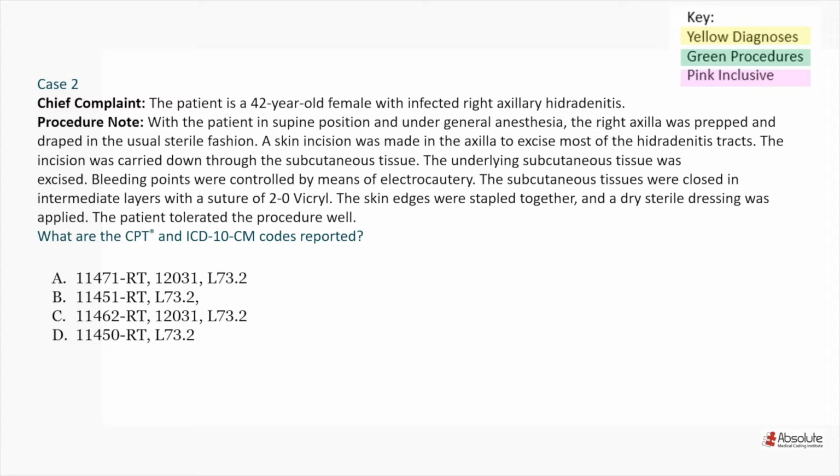Chief complaint. The patient is a 42-year-old female with infected right axillary hidradenitis. Procedure note. With the patient in supine position and under general anesthesia, the right axilla was prepped and draped in the usual sterile fashion. A skin incision was made in the axilla to excise most of the hidradenitis tracts. The incision was carried down through the subcutaneous tissue. The underlying subcutaneous tissue was excised. Bleeding points were controlled by means of electrocautery. The subcutaneous tissues were closed in intermediate layers with a suture of 2.0 Vicryl. The skin edges were stapled together and a dry, sterile dressing was applied. The patient tolerated the procedure well. What are the CPT and ICD-10-CM codes reported?